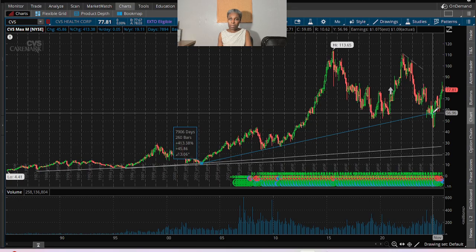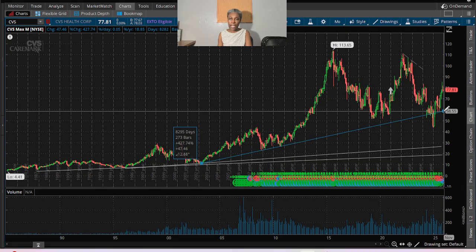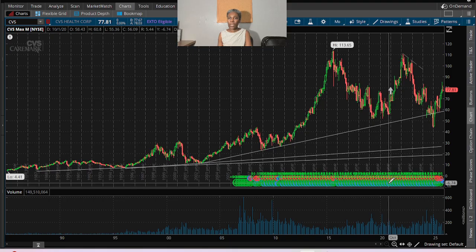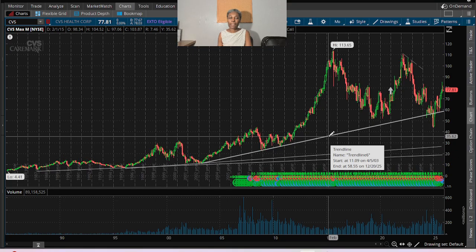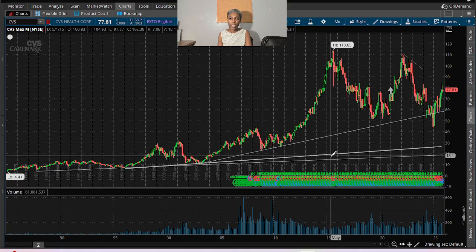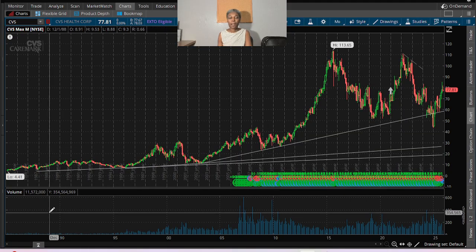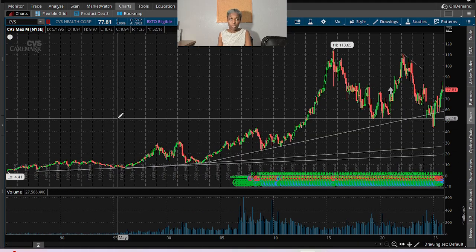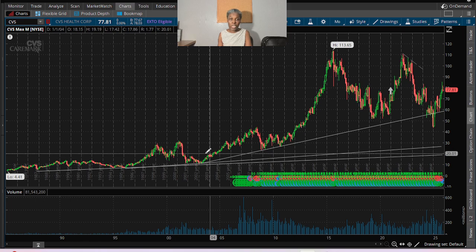So this, it seems like, is where it is right now, and this is more likely to be the valley line. Those are just too low for it to come back to. We are using Thinkorswim, and that is the maximum monthly chart.